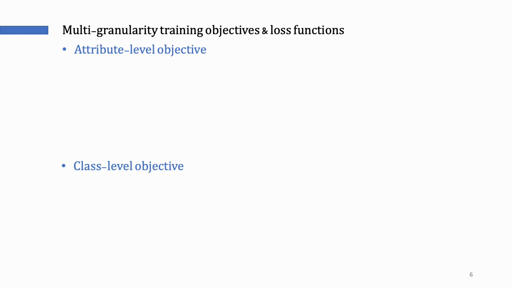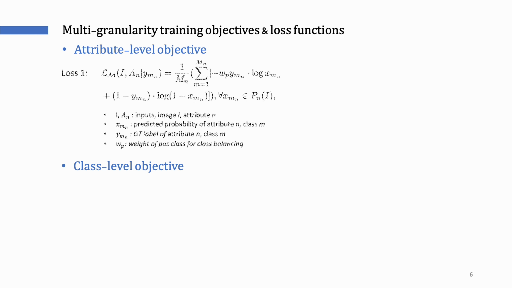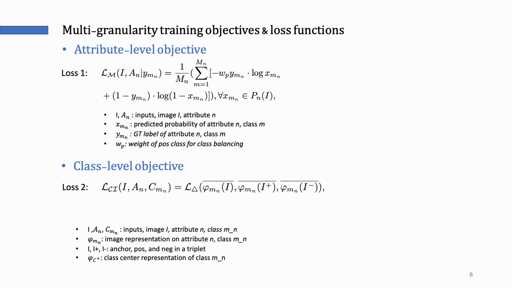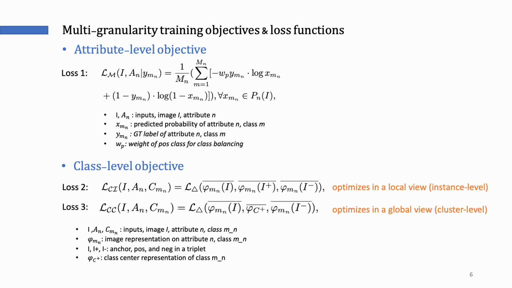As discussed, we have a multi-granularity training objective. The first part is the attribute-level objective, which is the binary cross-entropy loss for the multi-label classification. And then at the class level, we have two losses. The first optimizes the distance between instances, which is actually optimizing in the local view. And the second optimizes the distance between instance and the cluster centers, which actually optimizes in the global view because cluster center is a more global structure in the embedding space.